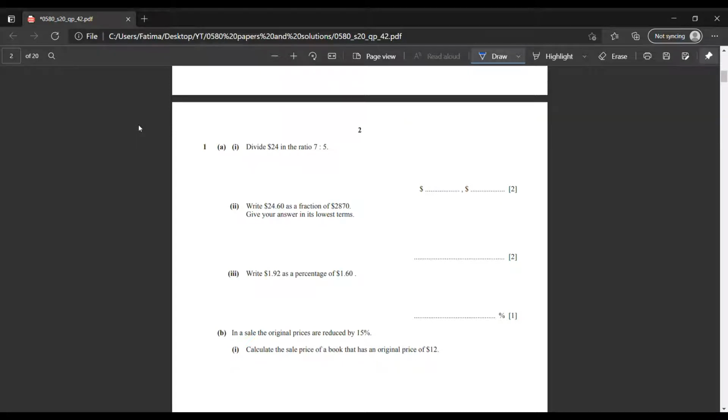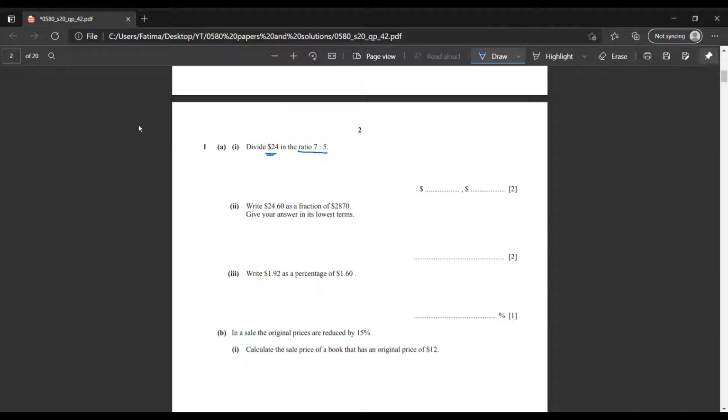Today I'll be solving the IGCSE Mathematics paper code 0580, question paper 42 for summer 20. So the first question is usually something to do with numbers, and for part A1 we have to divide this total amount into these two ratios.